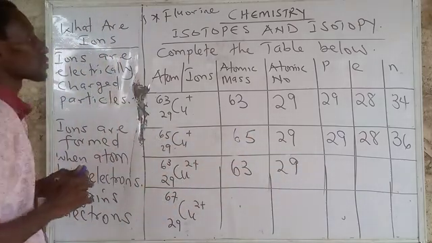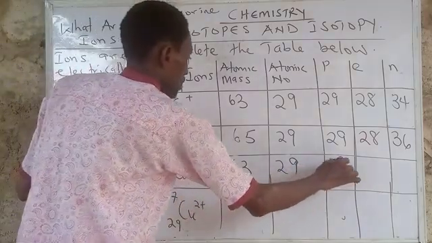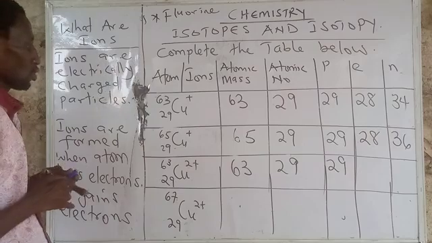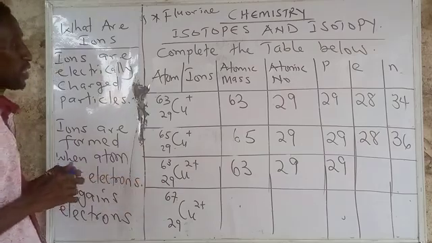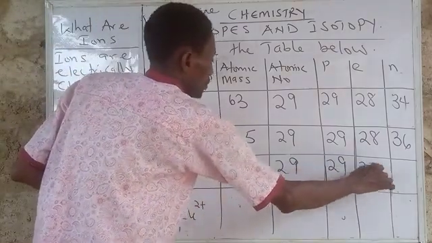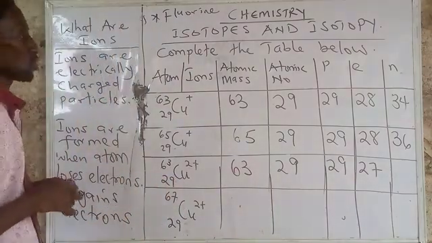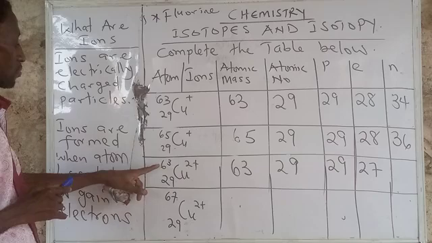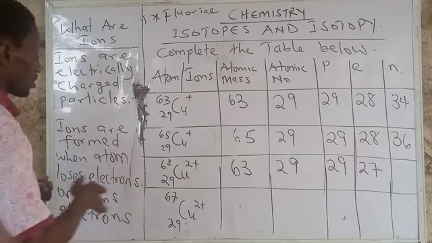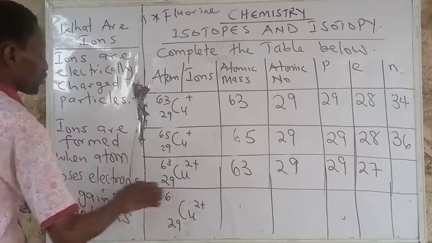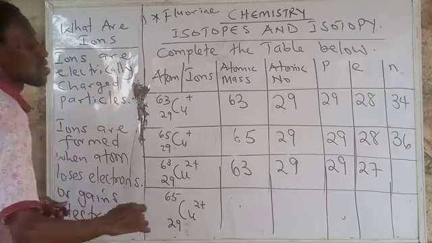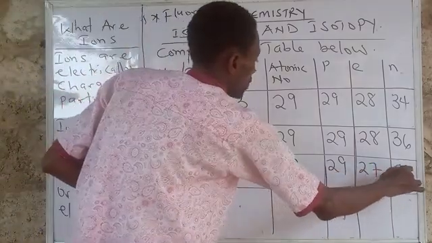Proton 29. So the number of electrons has decreased by 2. That's 27. So you subtract 29 from 63. That's going to give you 34.